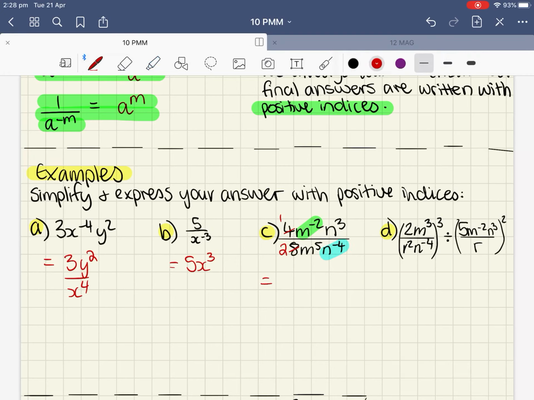So the first thing I'm going to do is on the numerator, I know I've got the n cubed there, but I'm also going to move that n to the negative 4 to the top with a positive index. Over 2, I've got that m to the 5 on the bottom. Now I'm going to move this m to the negative 2 down to the denominator, so it now has a positive index. And from here, we can use our multiplication rule to give us n to the 7 over 2m to the 7.